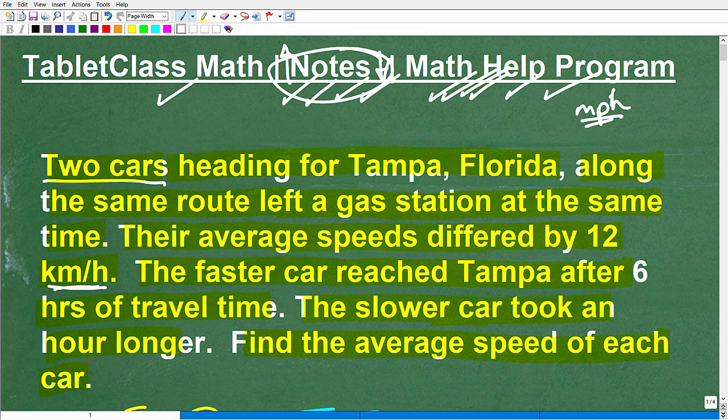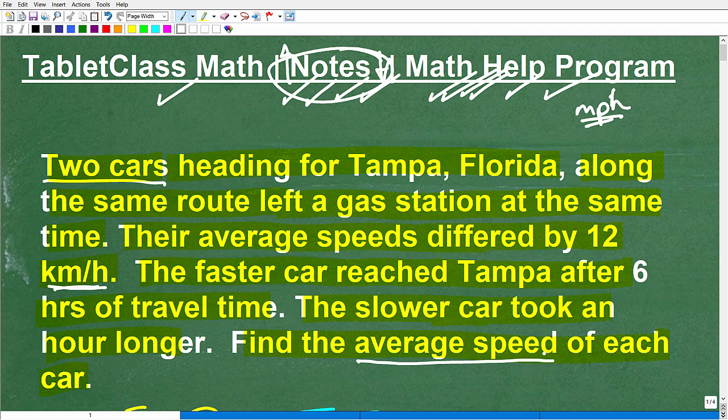Okay. Now, we've got a couple of different things going on, and there's no way you're going to be able to figure out this problem by reading through it one time. Okay. So I'm going to talk to you a little bit more about the problem-solving approach for word problems. But let's just identify something here. We're talking about average speed, okay?